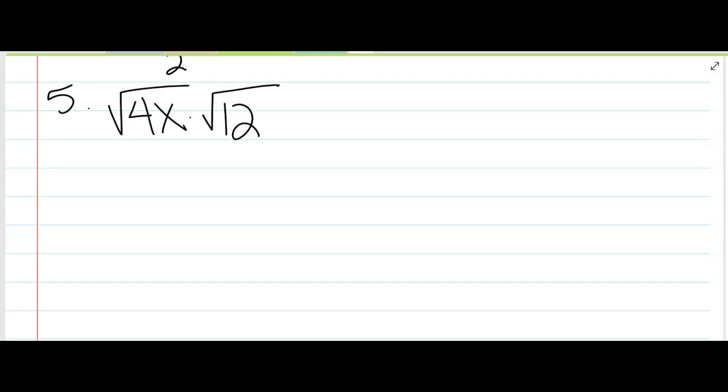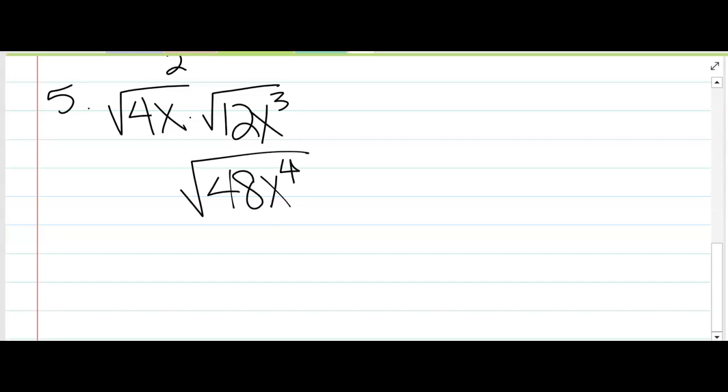Okay, number 5. Let's throw some variables in here. So let's say we have the square root of 4x times the square root of 12x cubed. Now you can, if you would like, go ahead and be on the lookout for those perfect square factors. But what I think is simpler is, instead of dealing with these two separate radicals, I would go ahead and multiply them together, turn them into one radical, and then simplify that one radical. So underneath the radical, I have 4x and 12x cubed. So if I do the numbers first, 4 times 12 is 48. x times x cubed is x to the 4th. Keep in mind that is still underneath the radical.